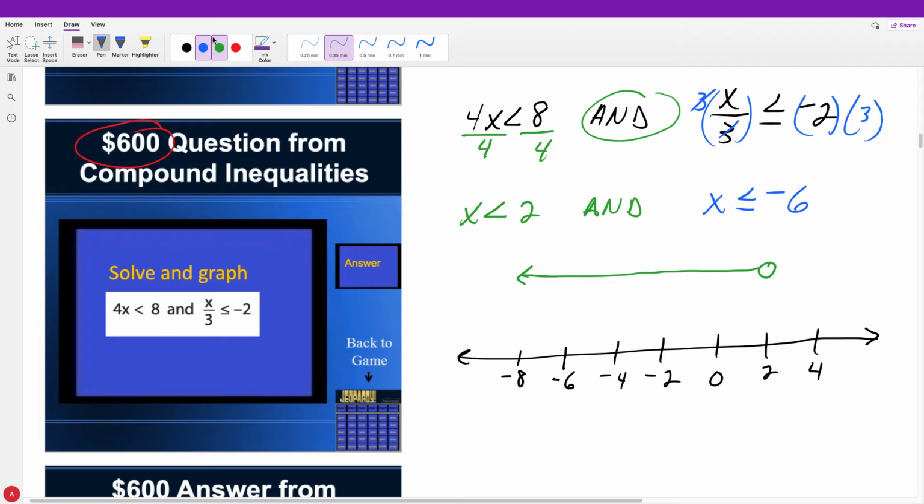I know I'm going to go through these kind of quickly, but this is a review at this point. And if you need help with actually identifying how to graph, then please make sure you're reaching out. Here, it's going to be a closed circle at -6, and it's going to be going less than, so it's also going to the left.